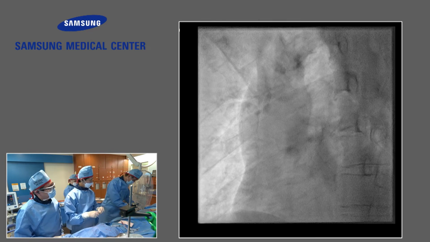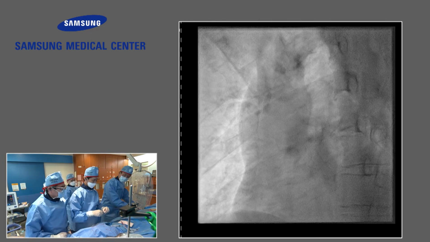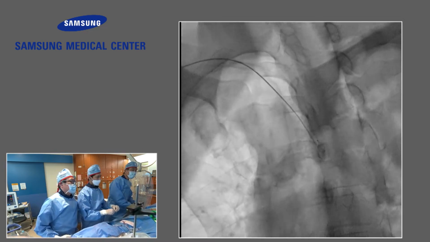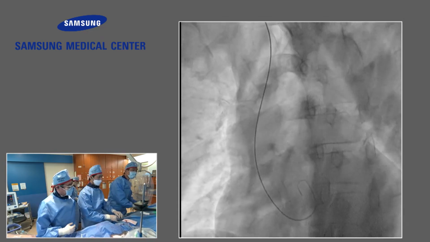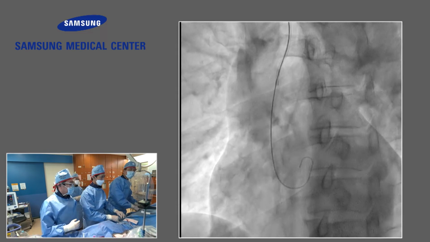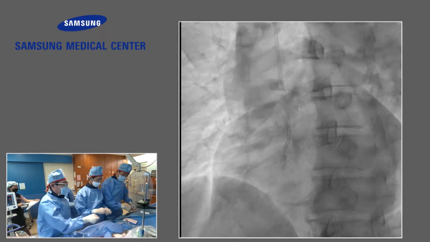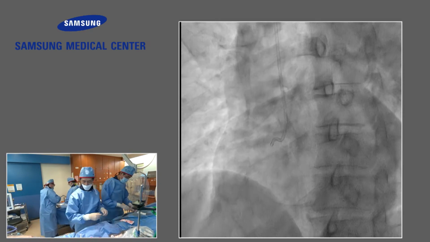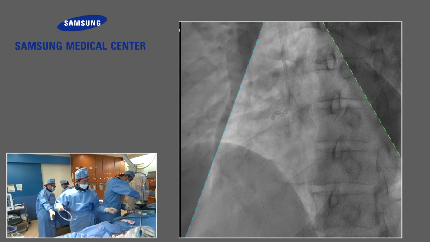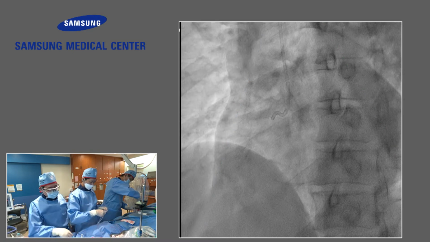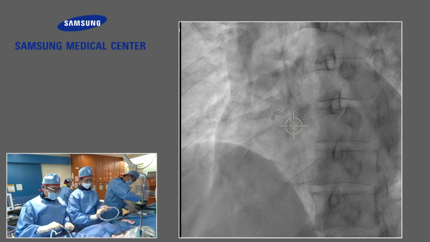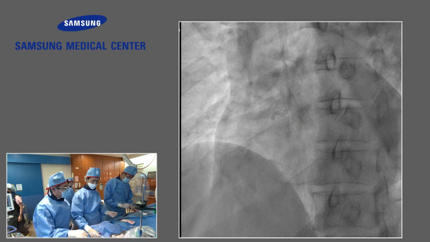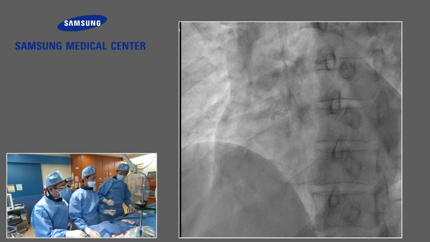Once again, engage, and then your choice of wire. Run through is okay, but Sion is better, because the Sion wire already passed the region. So there is some antegrade flow. I think the microcatheter support is better than the bare wire.